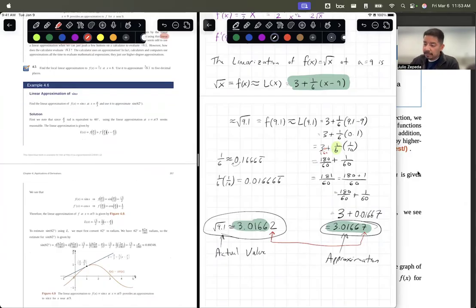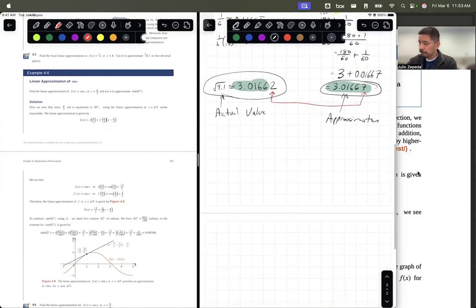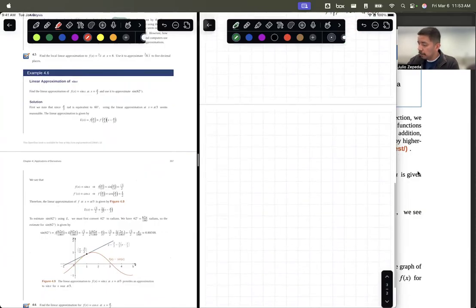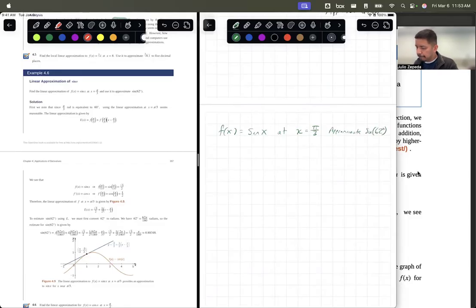Okay, so let's go ahead and give another problem to try. Let's try another example. It says, find the linear approximation of f of x. So let's go to a new page. f of x equals sine x at x equals pi over 3, and use it to approximate the sine of 62 degrees.